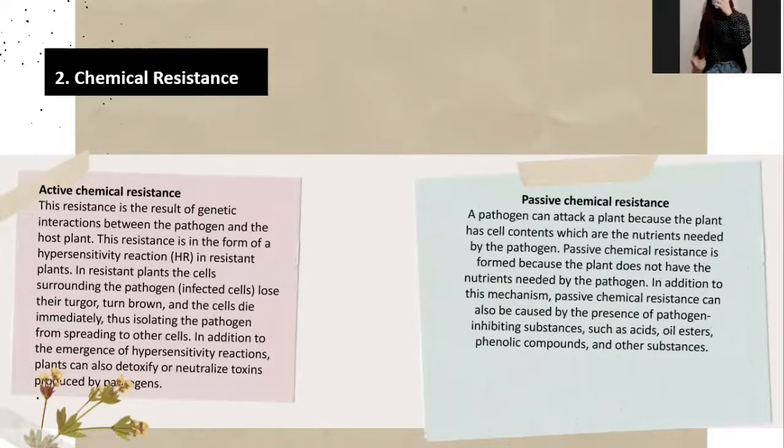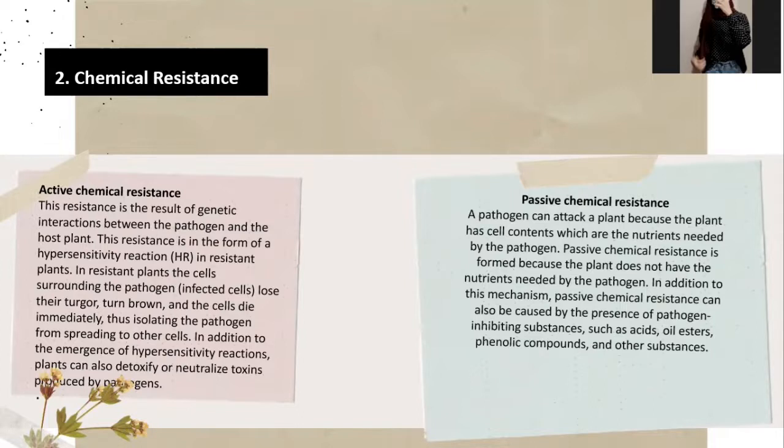Next is chemical resistance. Chemical resistance is divided into two. First, active chemical resistance. This resistance is the result of genetic interaction between the pathogen and the host plant. This resistance is in the form of hypersensitivity reaction or HR in resistant plants. In resistant plants, the cells surrounding the pathogen or infected cells lose their turgor, turn brown, and the cells die immediately, thus preventing the pathogen from spreading to other cells.